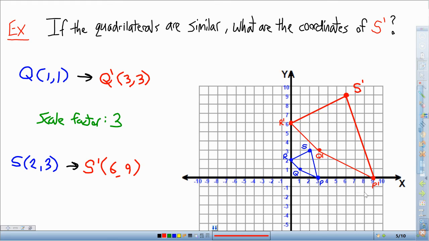Okay, so yeah, that's just something to keep in mind. We can always use just 2 points, one from the original, one from the image, to figure out the scale factor and then apply it to find missing points. All right, guys. So yeah, that's a little intro, just to get your brain wrapped around what similar shapes look like.